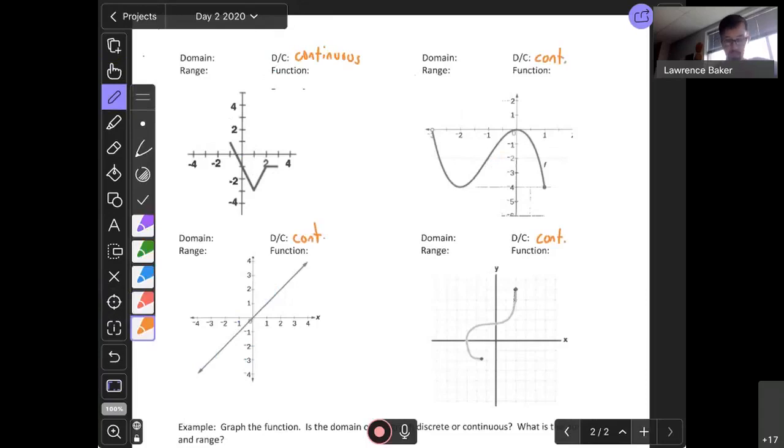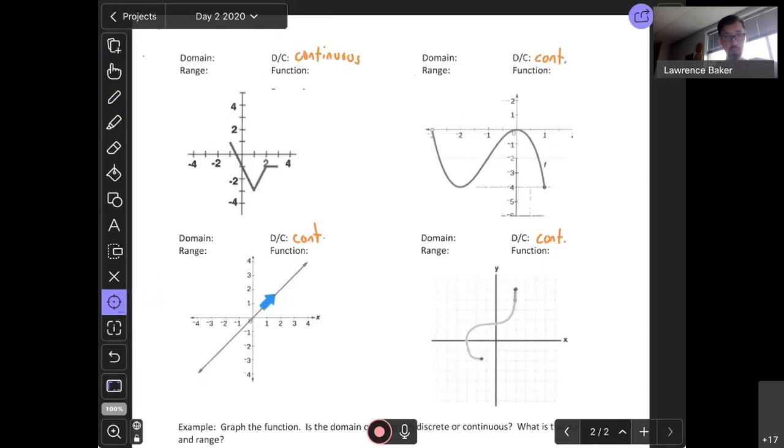Remember, continuous does not mean goes on forever. Like when you look at this one here, it has the arrows at the end. That is not what continuous means. Continuous means that the points are connected. So that point is connected to that point, or there's a whole bunch of points here, here, here, here, here, here, like all the way through there. Okay, that's what continuous means.